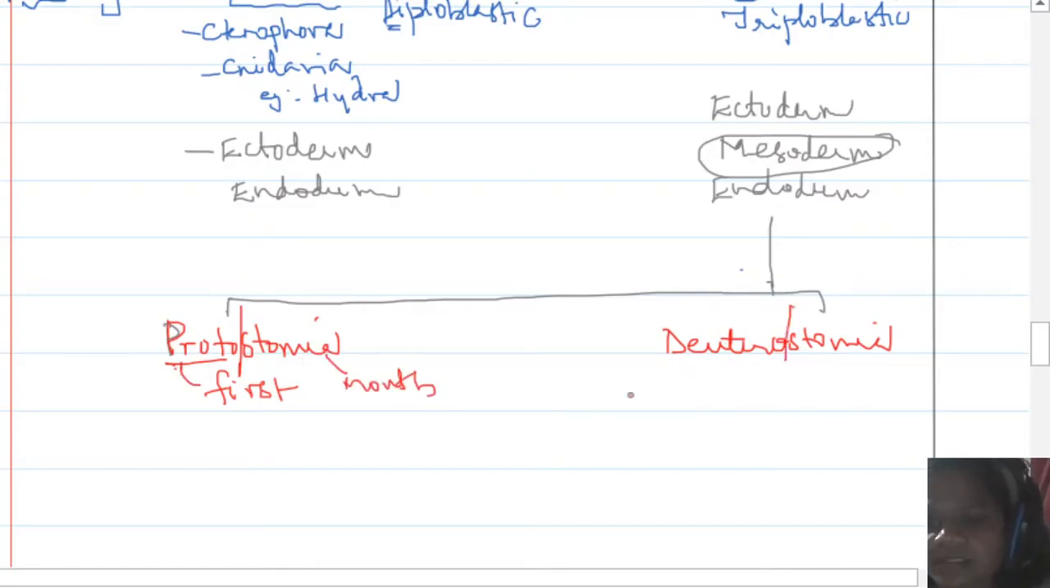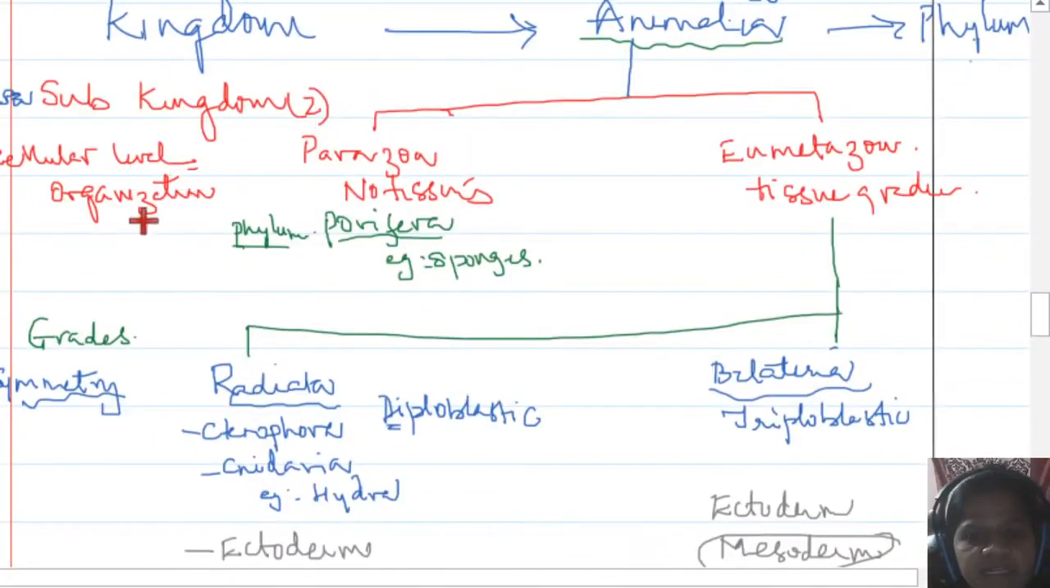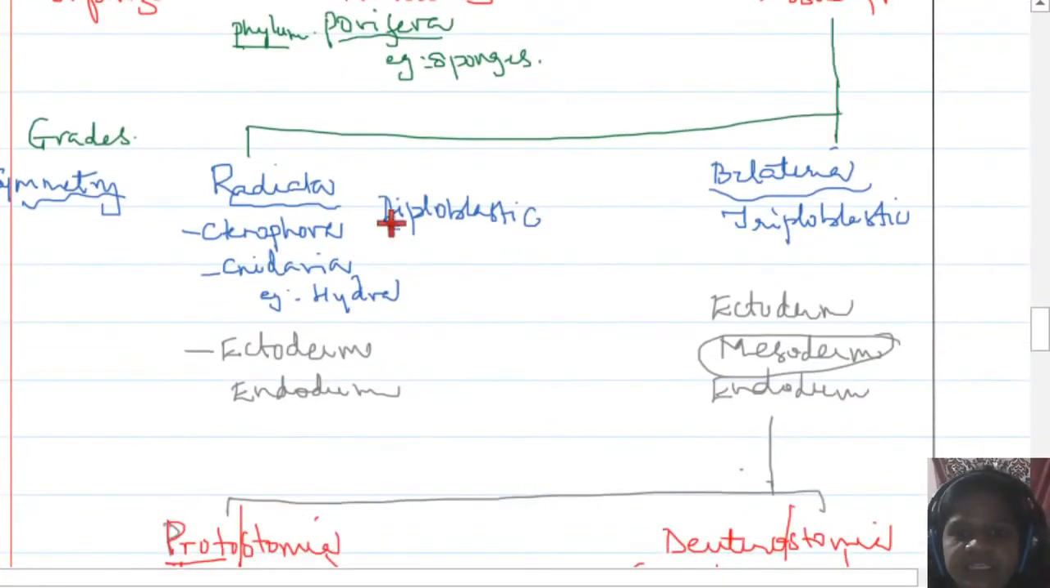Deutero means secondary. Stomia means mouth. What does that mean? See, before, if we go up, we have seen that there's a cellular level of organization where the tissues are not formed. These are Porifera, right? Parazoa and Eumetazoa. Example is phylum Porifera. Now, in the Eumetazoa, the next grade of organization is symmetry.